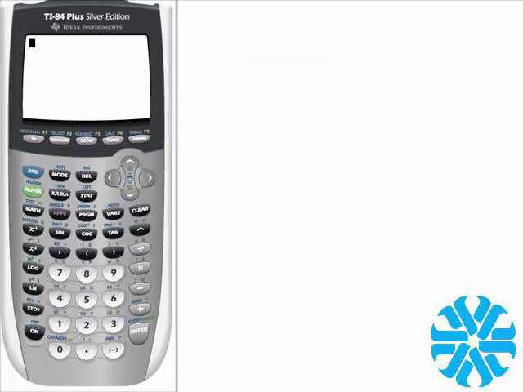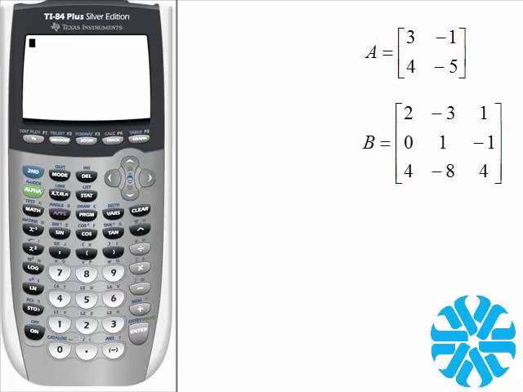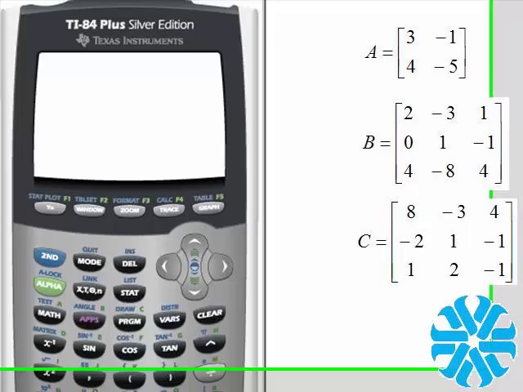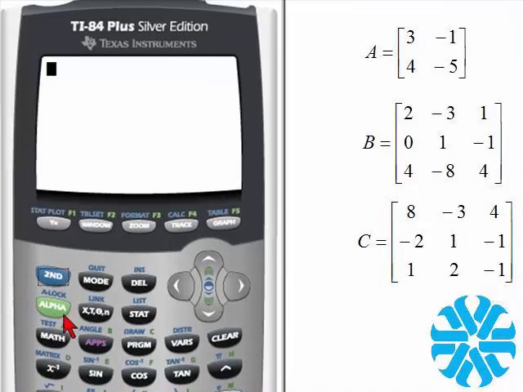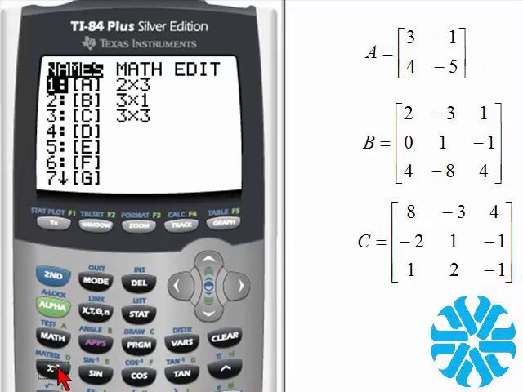We will start with the given matrices. Matrix A, which is a 2 by 2, matrix B, which is a 3 by 3, and matrix C, which is a 3 by 3. So let's go ahead and input them into the calculator. Let's go to second function matrix. And you can see we already have 3 matrices stored into memory. So let's go ahead and edit them.